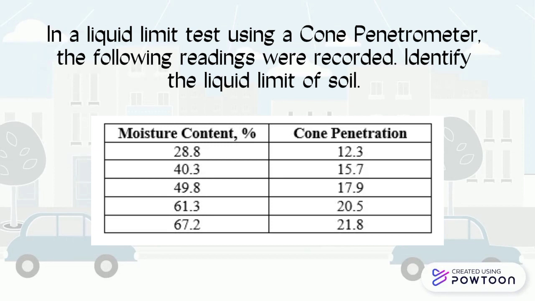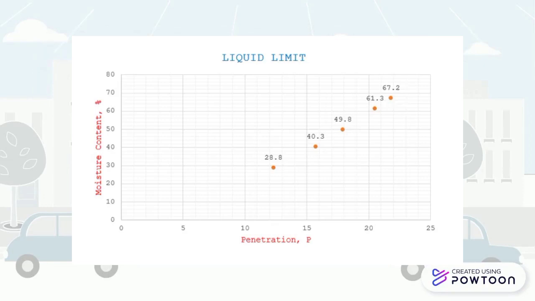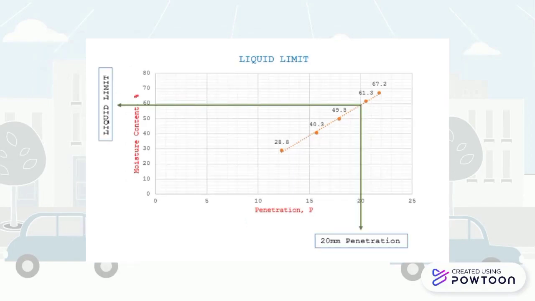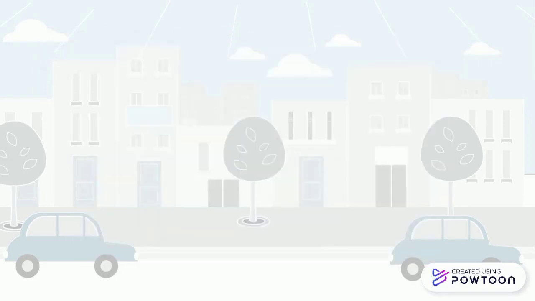Since the given data needed are also present, we will proceed to the plotting of data. This graph shows the corresponding relationship between the cone penetration and the moisture content. As observed, the plotted data are approximately in a linear manner. Therefore, in order to identify the value of the liquid limit, we must identify the intersection point at which the 20 mm penetration meets with the moisture content. For this case, the liquid limit is at 59% at 20 mm cone penetration.